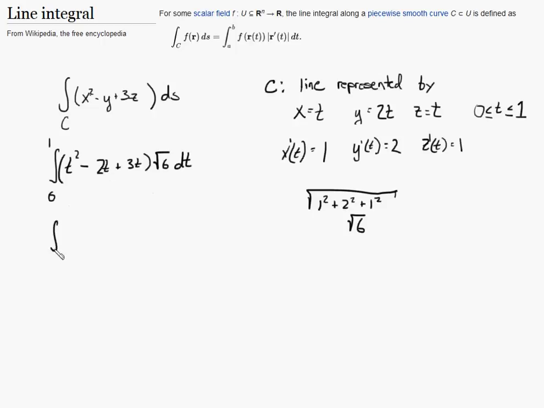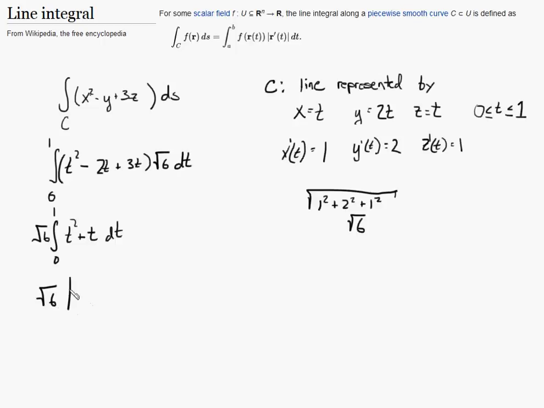Let's make it just a little bit simpler. 0 to 1, t squared, and then combine these two terms to just get plus t. The square root of 6 is a constant, so it can slide through all the way to the beginning, and we still have dt. And this is simple to evaluate, so we have the square root of 6.